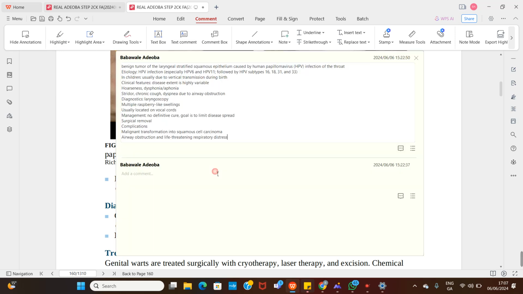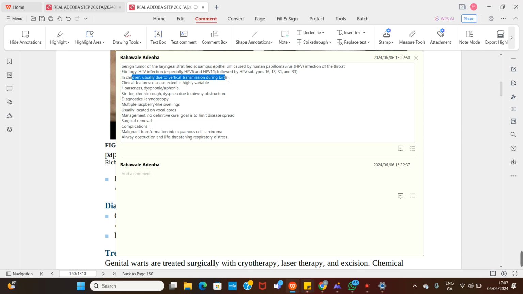It's a benign tumor that is much more caused by serotypes 6 and 11. It is a benign tumor of the laryngeal stratified squamous epithelium, right? Caused by the human herpes virus 6 and 11. So it's very important for us to remember this. It can come out in your exam, and it occurs during vertical transmission, when the baby is getting delivered, because that's when the baby has the opportunity to aspirate the vaginal secretion.